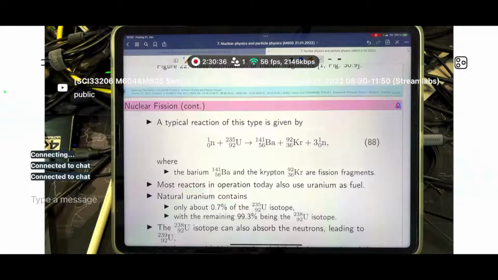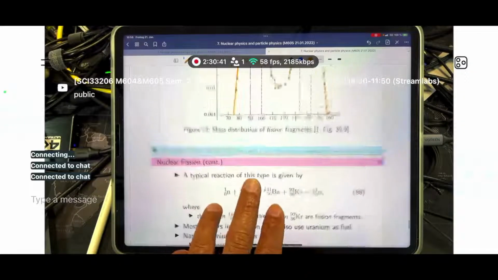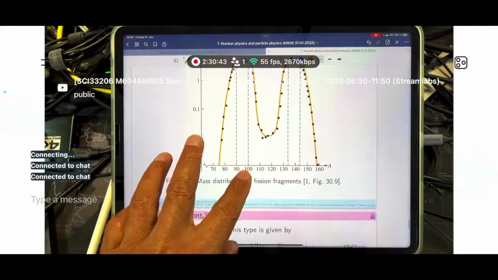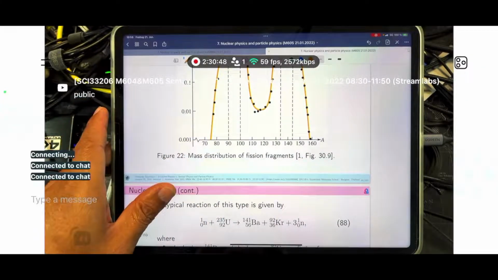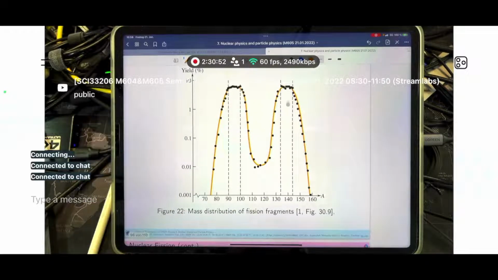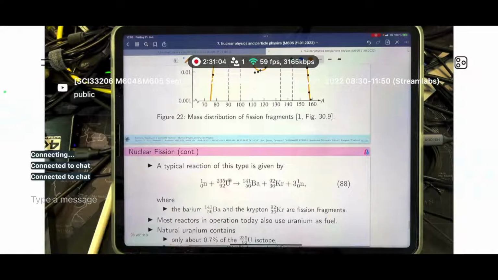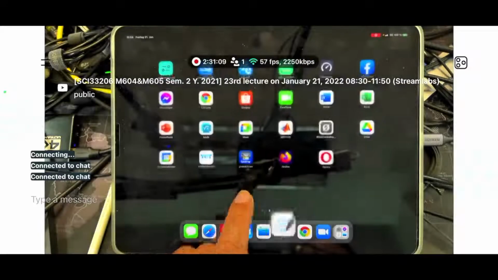A typical possible combination for this type of reaction is barium 141. Barium 141 is somewhere here, a little bit past 140. We have 141 nucleons, and 56 protons for barium. The number of protons remains 56.